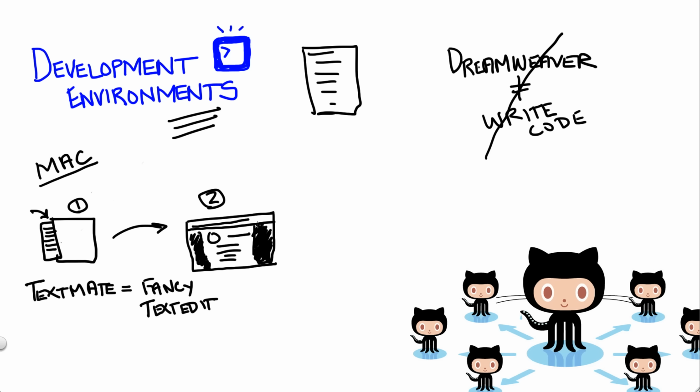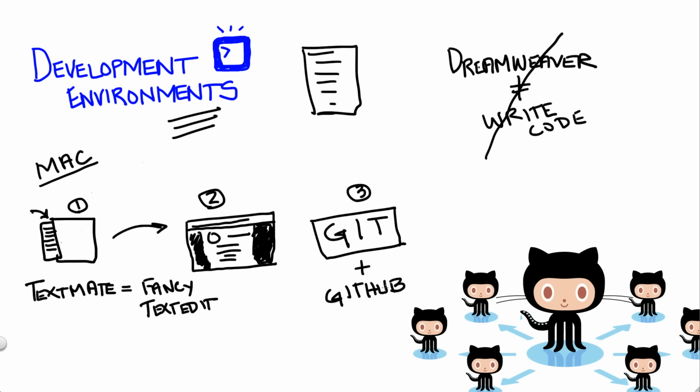Okay, so far we've got a text editor, we've got a browser, and the third part of my development stack is Git. And Git is a piece of software. So actually, the third part of my development environment is two things. It's Git plus GitHub, and you really can't have GitHub without Git. So they kind of go one and the same. And Git and GitHub serve two purposes for me.